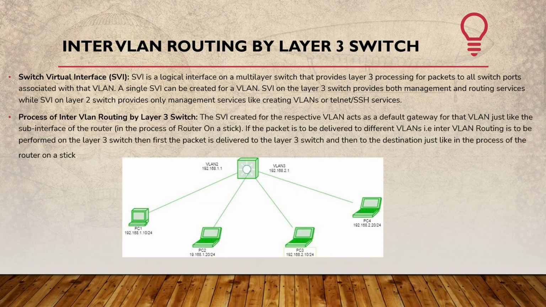The process of inter-VLAN routing by an L3 switch: once the SVI is created, the respective VLAN acts as a gateway, just like a sub interface of the router. The SVI which we create will act as the default gateway for that particular VLAN. If inter-VLAN communication needs to be enabled, that traffic will come to the layer 3 switch. From the layer 3 switch, it will process the routing. It will take a decision of routing to communicate from one network to another network.